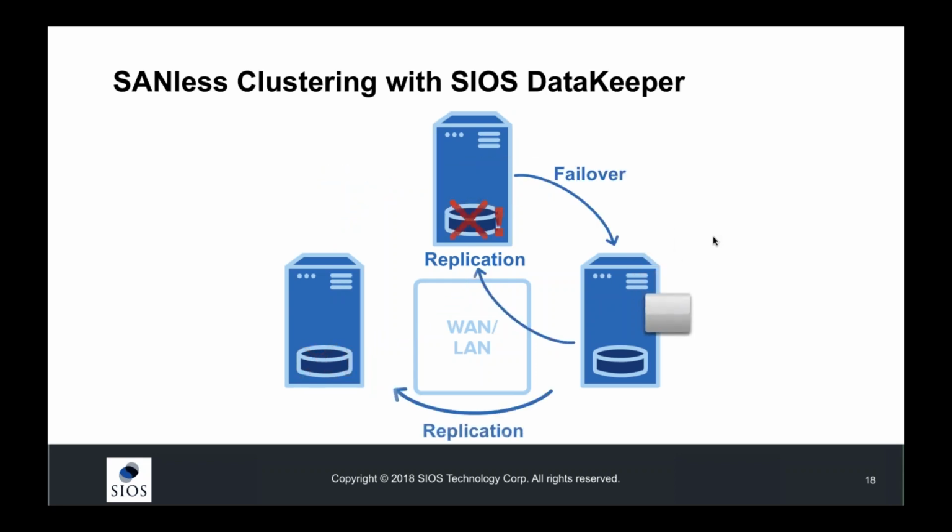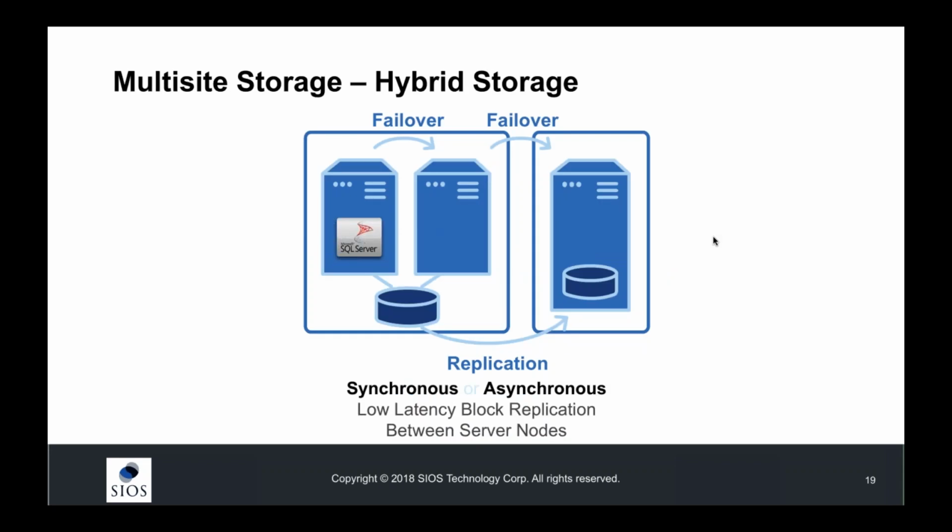So if that failover occurred again, then that replication would follow that application over, and then the failback would be synchronized prior to an actual failback event. So we have multi-site storage and hybrid storage opportunities here also. This could be an on-prem on the left side, where you have the core set of cluster nodes, but perhaps you want a DR copy somewhere else.